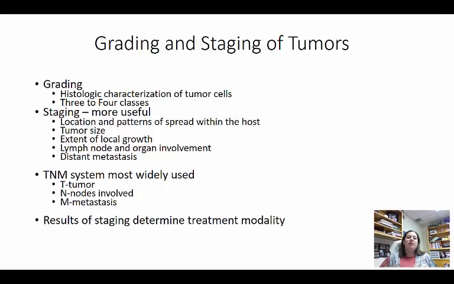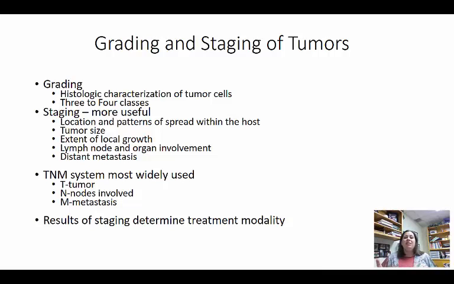When they do this staging, they usually use the TNM system. It's one of the most widely used systems. The T stands for the tumor, so they're going to evaluate the tumor first. The N looks for the lymph node involvement, and the M is the metastasis. So it's looking at all three factors, and that's going to help us know what stage it's in.